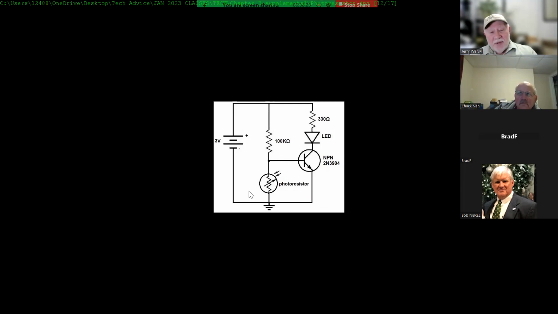A photoresistor, or call it an electric eye, will take photons and allow electricity to pass through it. In this circuit, it's on the base of the transistor. And once light flows onto the photoresistor, it allows current to flow through the LED and through the transistor. So this acts as a sort of switch.